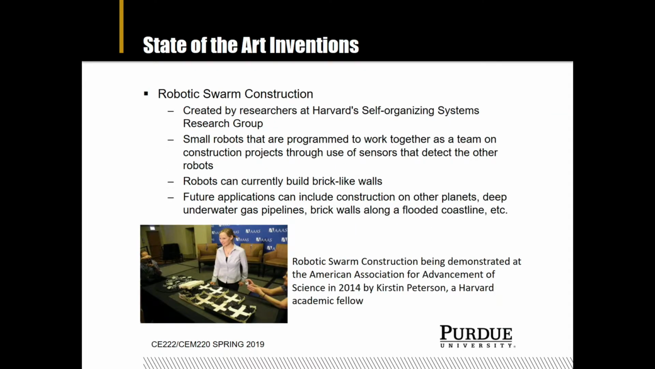Here we have robotic swarm construction, and this was actually created by researchers at Harvard's Self-Organizing Systems Research Group. They're small robots that are programmed to work together as a team on construction projects, and they use sensors to detect each of the other robots. The robots can currently build brick-like walls, and future applications include construction on other planets, deep underwater gas pipelines, or brick walls along a flooded coastline, and many more applications.